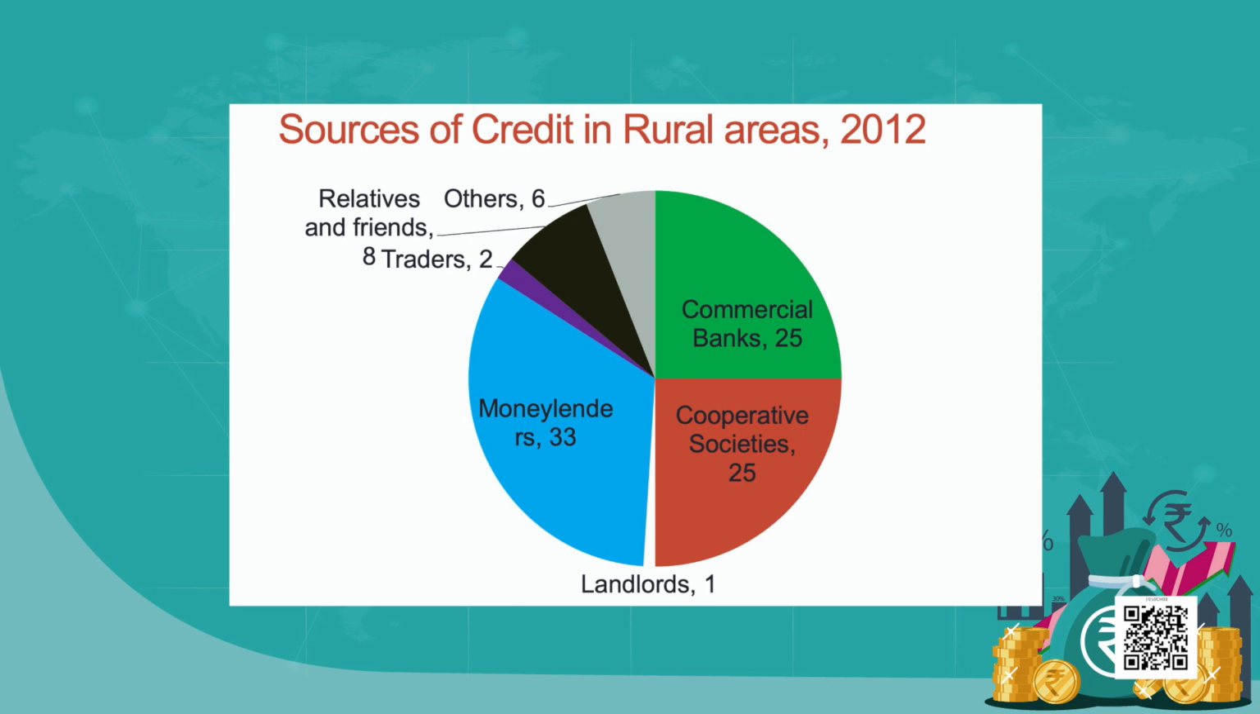So if you look at the pie diagram, you will find that the formal sources of credit account for nearly 50% of the credit needs. The rest of the needs are met by the informal sources. That includes landlords, money lenders, traders, relatives, friends and others.